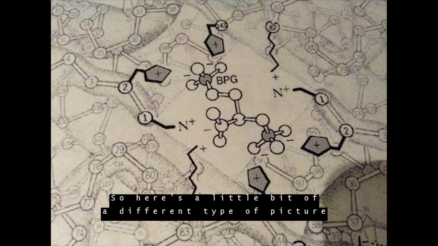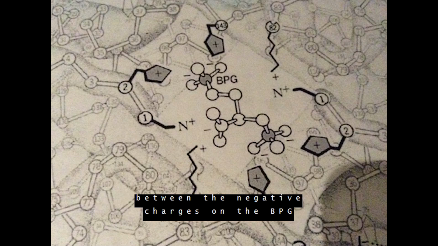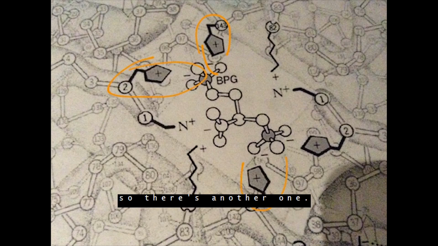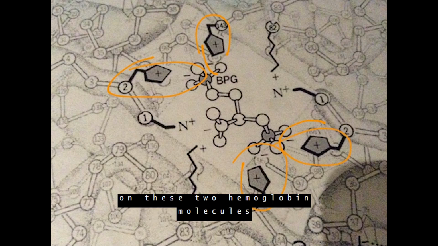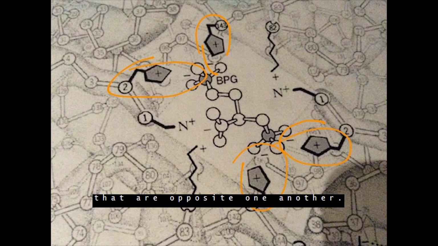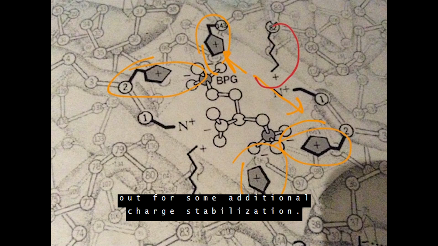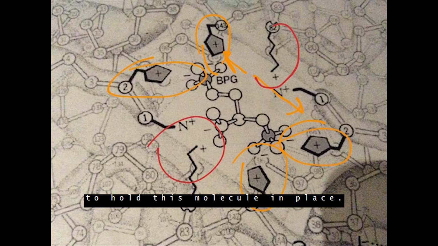Here's a little bit of a different type of picture where you can really see those interactions taking place between the negative charges on the BPG and the positively charged histidine residues. You can see this binding pocket crossing. There's another one, here's another one, and here's another one. So you've got those histidine residues on these two hemoglobin molecules that are opposite one another. So this one and this one. Then you also see some lysine residues sticking out for some additional charge stabilization. So you've got a lot of ionic interactions taking place to hold this molecule in place.